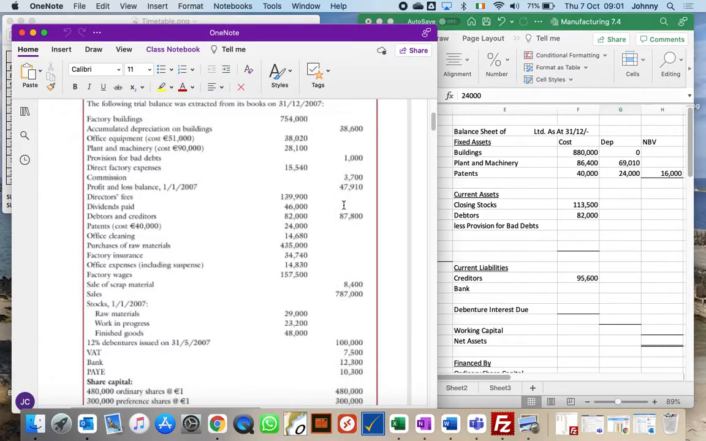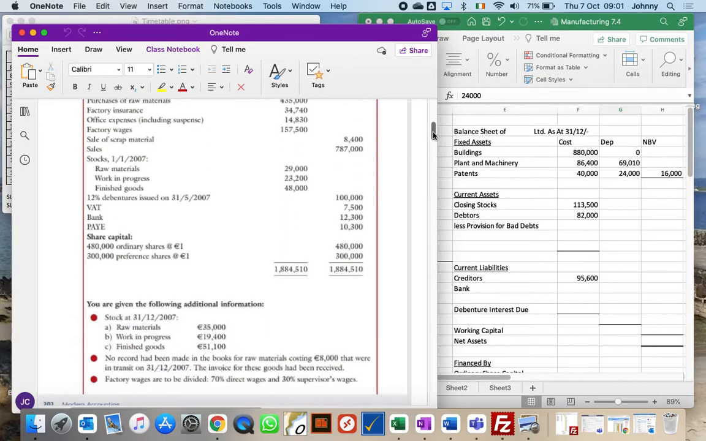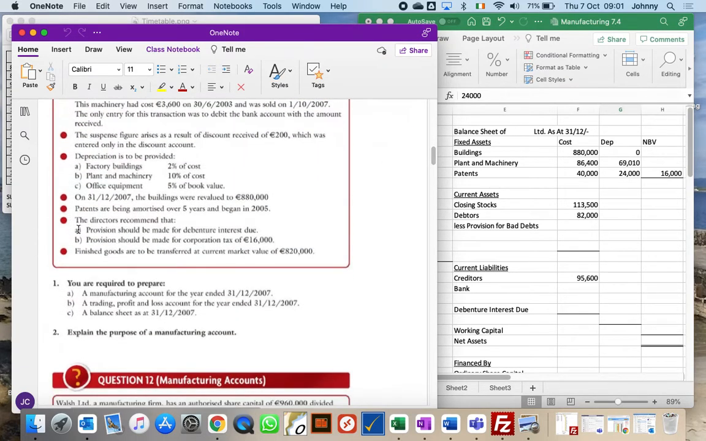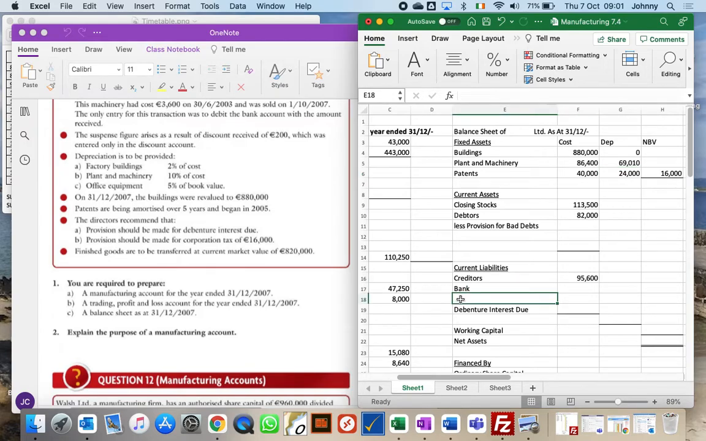So that's that write-off. Moving on to the next one. Directors recommend provision be made for. Now, if we provide for something, it means we're going to put it in as an expense, and because the expense hasn't yet been paid, we're going to have that as a current liability. So it's a bill that hasn't yet been paid, so we'll put those bills in. So debenture interest due and corporation tax. Debenture interest due is listed as current liabilities, and we have corporation tax due.